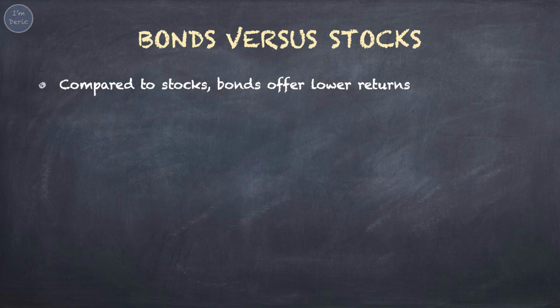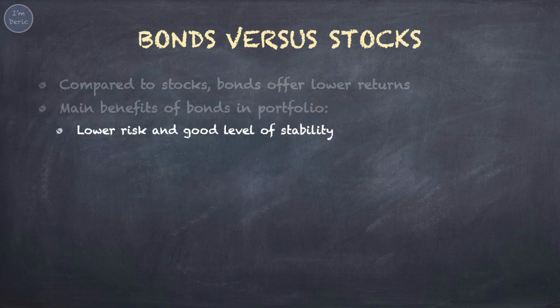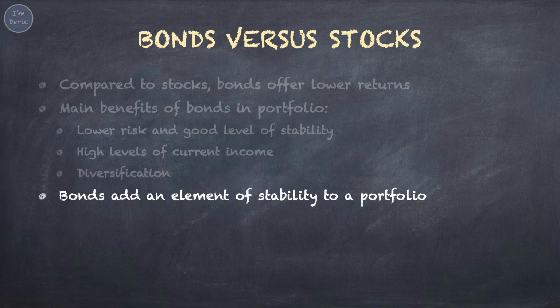From an investor's perspective, compared to stocks, although bonds offer lower returns, it's still good to include bonds in your portfolio. The following are the main benefits. Bonds have a lower risk and a good level of stability. For those who are conservative, bonds provide high levels of current income. Also, bonds provide diversification for a portfolio. In short, bonds add an element of stability to a portfolio.